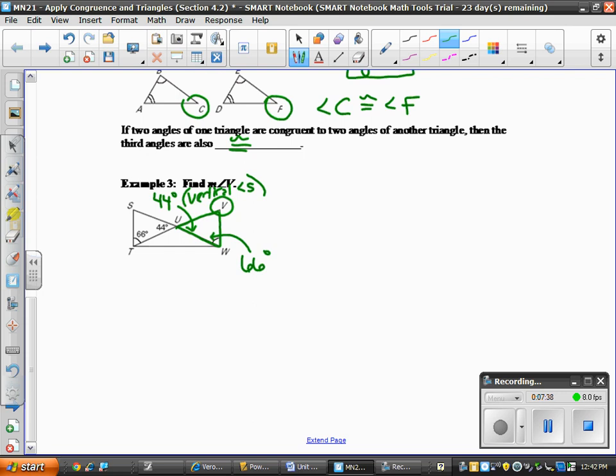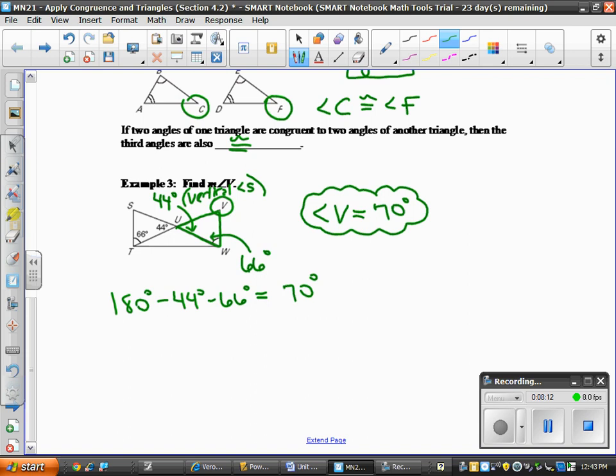So if we know that angle U right here, actually VUW, is 44 degrees, W is 66 degrees, we can figure out angle V by taking 180 degrees and taking away the 44 degrees and the 66 degrees. Then when you calculate that out, you'll find that the remaining amount of degrees left for V is 70 degrees. So angle V is going to be equal to 70 degrees.